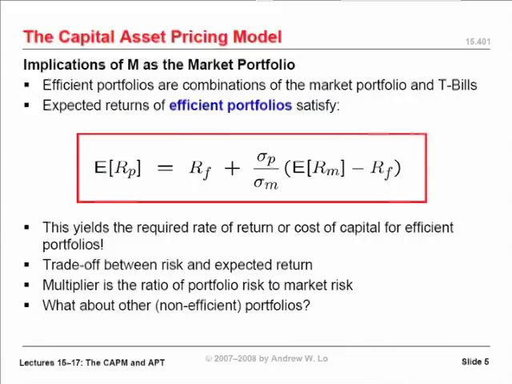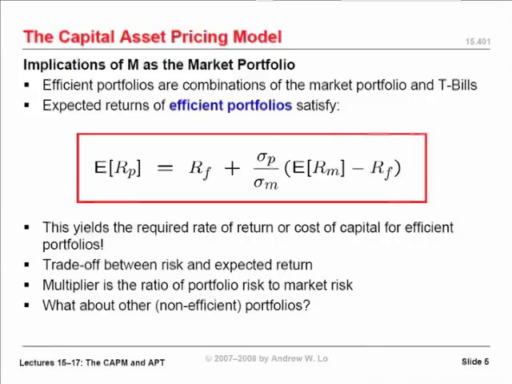This result is a risk-reward trade-off between risk and expected return. You see, what it says is really something quite astounding. It's telling you that here's the risk-free rate. That's the base return for your portfolio. And what this is telling you is that what you should expect for your portfolio is that base return plus something extra. And the extra is the market's excess return multiplied by a factor. And the factor is simply how risky your portfolio is relative to the market.